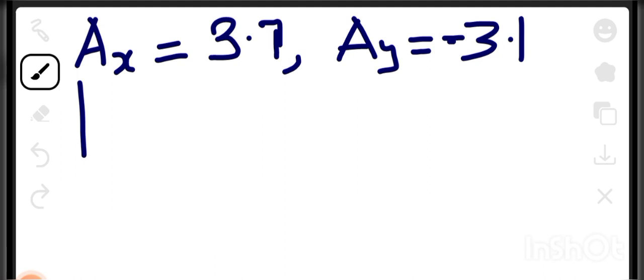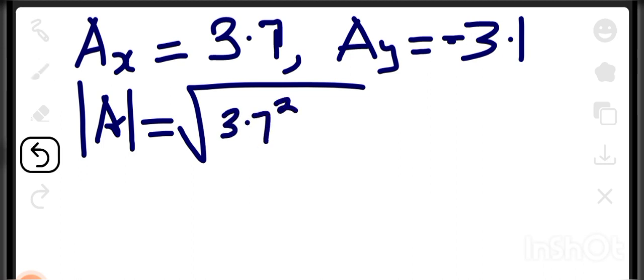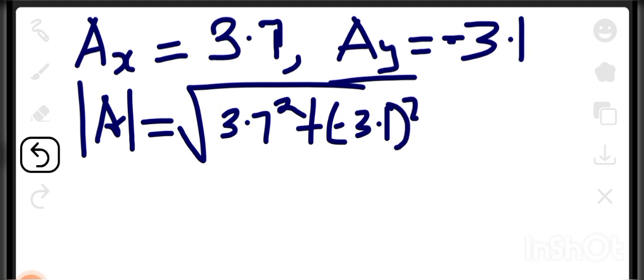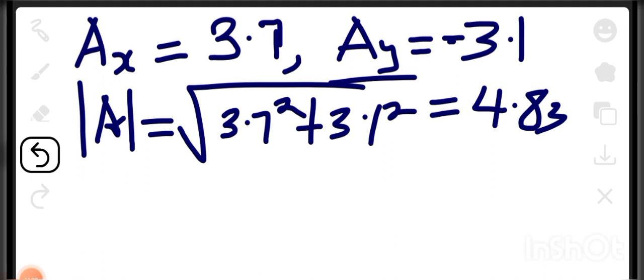Remember, for the magnitude of A, let me just do this one first. It will be the square root of AS squared plus AY squared. So which one is AS? 3.7 squared plus AY. I told you, don't use minus. Even though you have minus 3.1 squared, this minus will change to plus. So don't go and add it, just leave it. Just take only the value. So 3.1 squared. So I'm going to have 4.83 or 4.8.